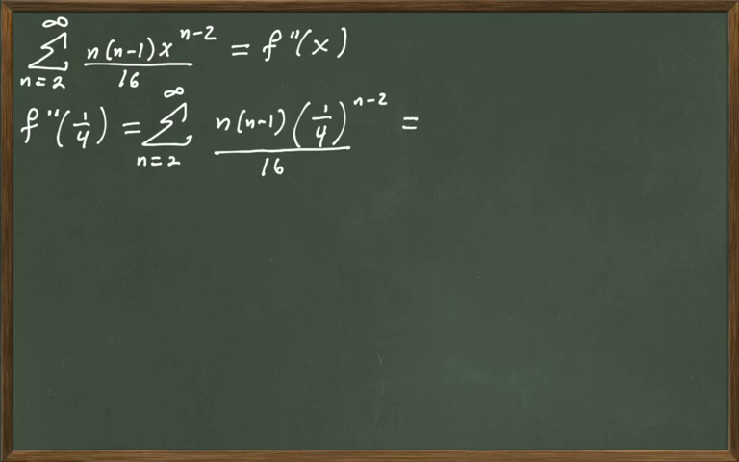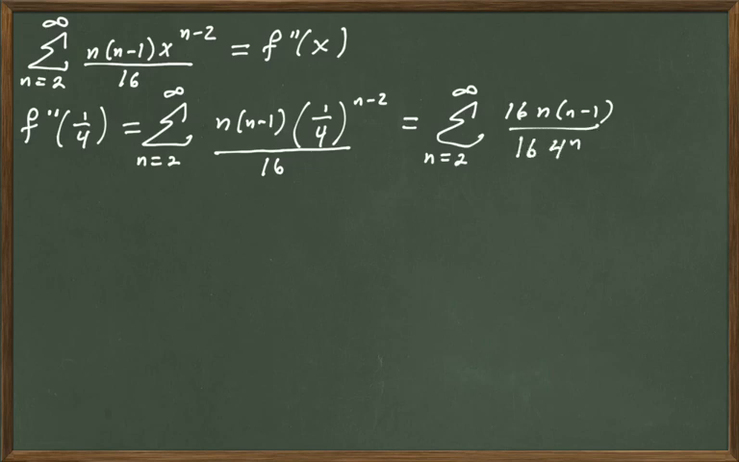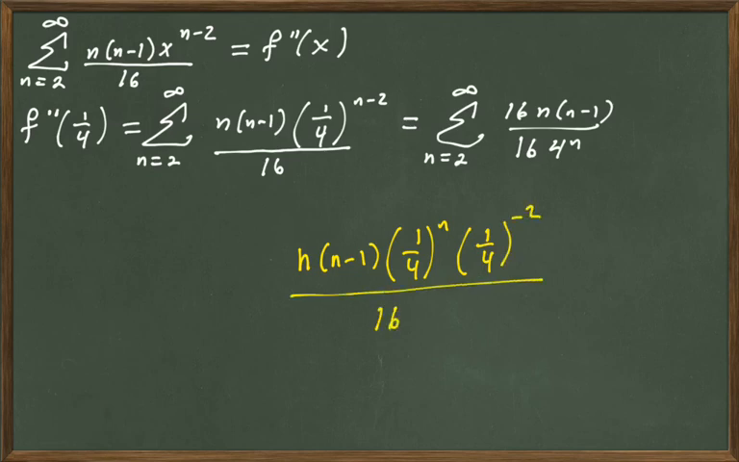So there it is. And that's going to be equal to the sum n equals 2 to infinity of 16 n minus 1, and then 16 times 4 to the n. So let's see what happened here. So we have n minus 1, 1/4 to the n, and then 1/4 to the minus 2 over 16. So that's going to be equal to n minus 1. Now, the 1/4 to the minus 2, you can flip that over and make it a square. That's where the 16 comes from. Okay, the 1/4 to the n, we can slide that to the bottom, and then we have the 16 there. So that's where that all came from.